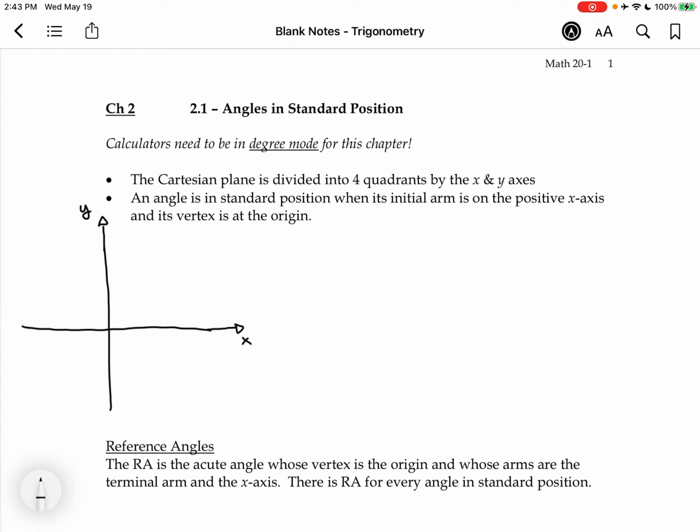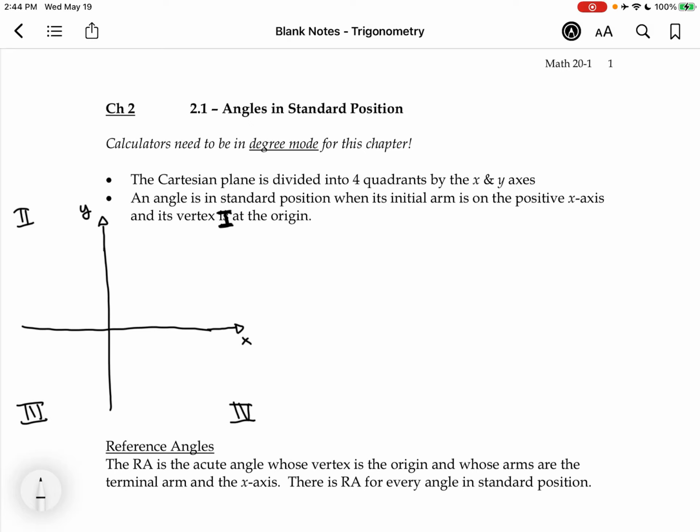The first quadrant is always where everything's positive. So that's over here. This is quadrant 1. And then you go counterclockwise. So this is quadrant 2. This is quadrant 3. And this is quadrant 4. And we usually use Roman numerals to label the quadrants.